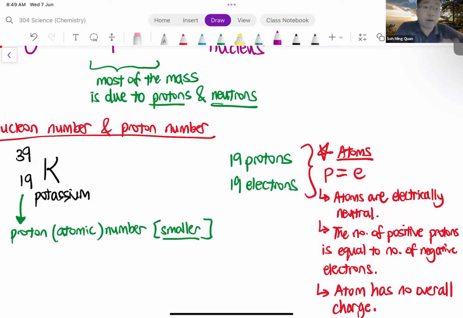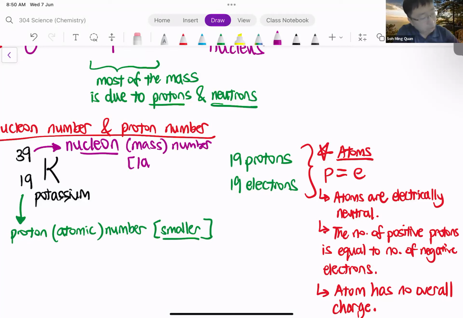Now with that, we have already counted how many protons and electrons. The last step, of course, is to count how many neutrons. And this is where, you might have forgotten, the larger number is called the nucleon number, or the mass number. This is always the larger number of the two. Now what is nucleon? Nucleon means proton plus neutron. And this makes sense because we just said that protons and neutrons are found in the nucleus. So nucleon refers to the nucleus.